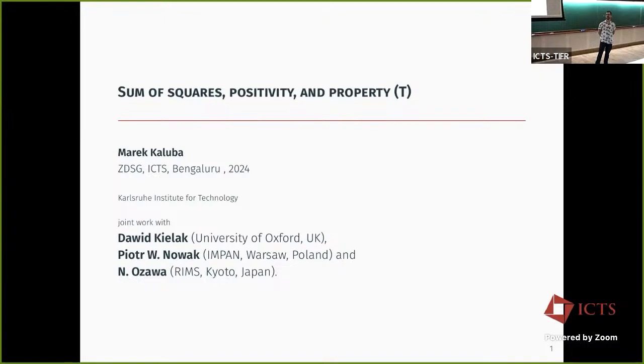This is the first of the two lectures about property T for the automorphism group of the free group. But I will not be really focusing on the automorphism group. I will be focusing more on the general technique and leave the automorphism groups for Piotr for the second. All right, so this is a joint work with David Kielak, Piotr Nowak, and Naru Takaozawa.